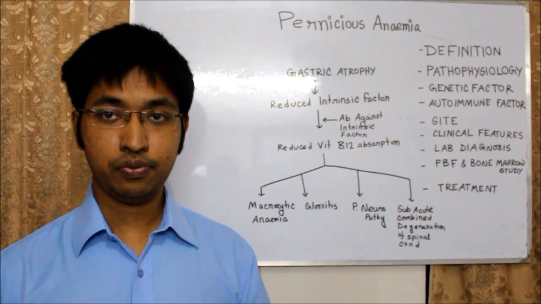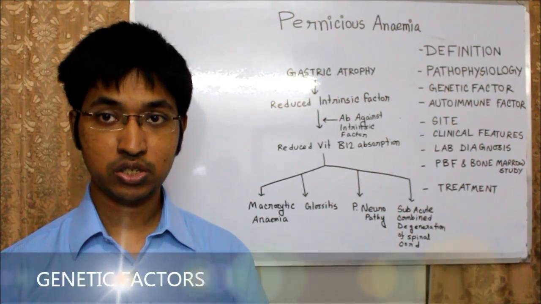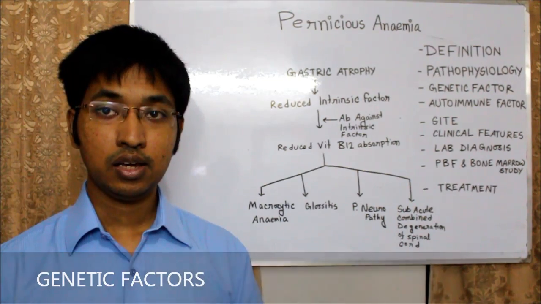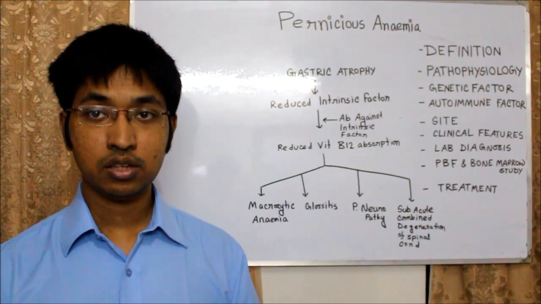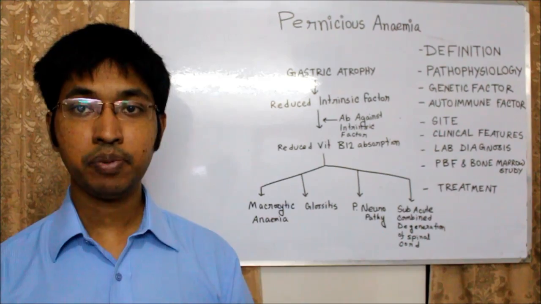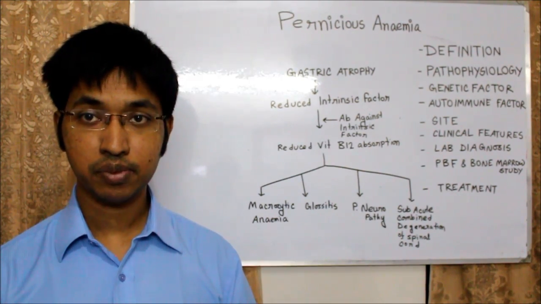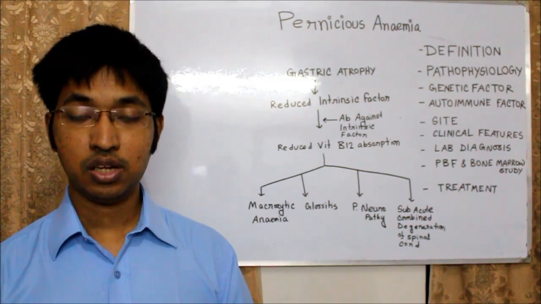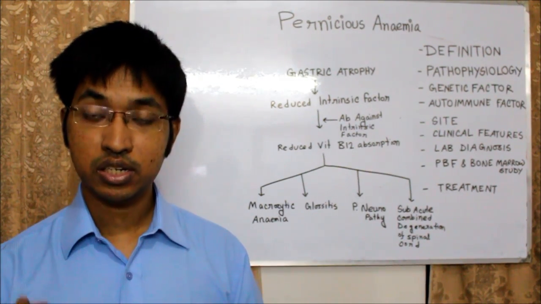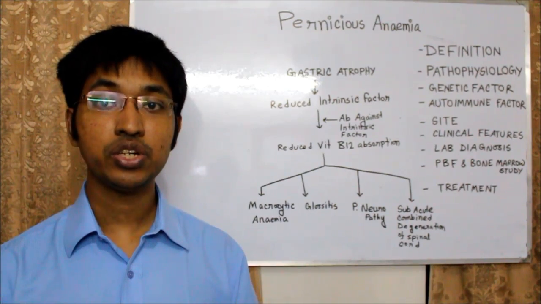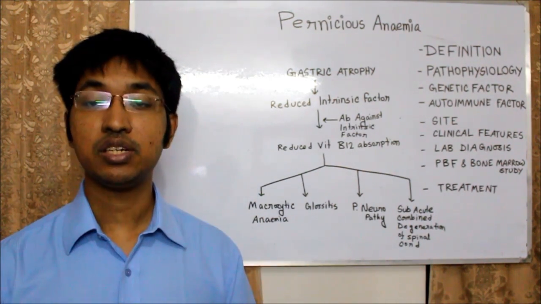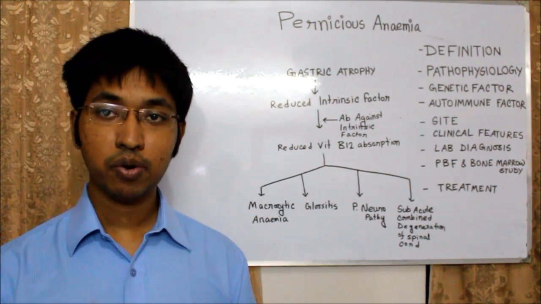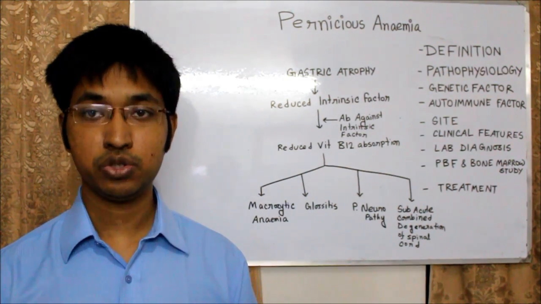Now, what are the genetic factors that can cause pernicious anemia? Always remember, pernicious anemia has a tendency to occur in the family. There is 10% incidence where pernicious anemia is reported in the family of the patient. In other words, the patient in 10% cases will give history that some other relative in his family has pernicious anemia. Okay, so that's number one. It has some familial predisposition.